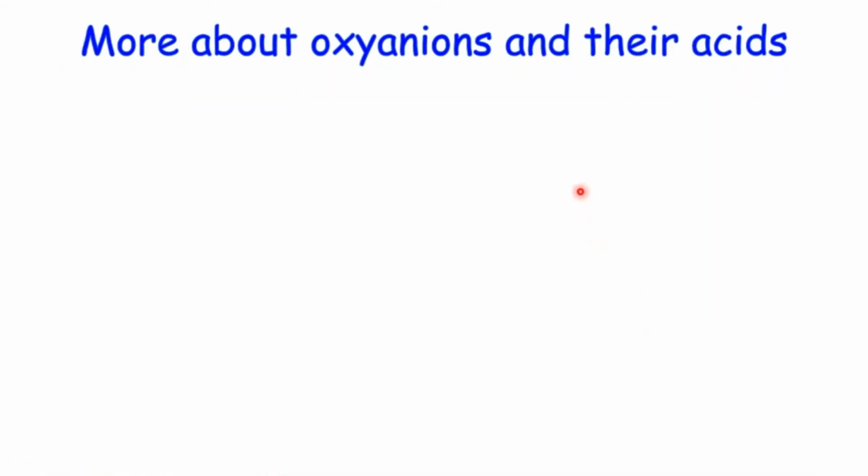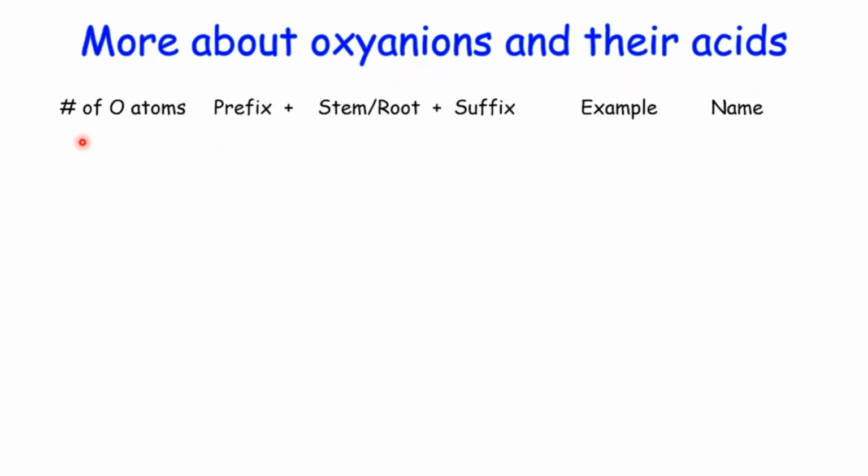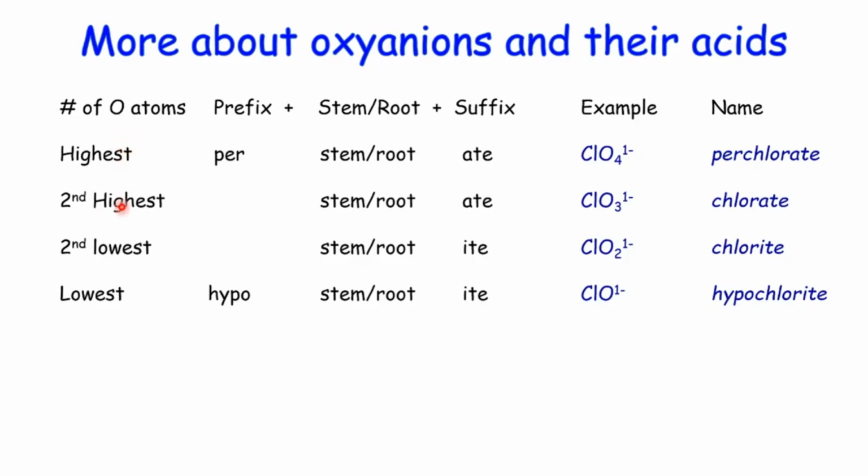Let's talk a little bit more about the oxyanions. We have a few columns here. The first column is the number of atoms, and then the second one is a prefix, and some of them don't need a prefix, okay? And now the stem, root, or base name, and then comes the suffix. You see those plus signs mean that all three parts should be just one word. And here are the examples, and here are the names.